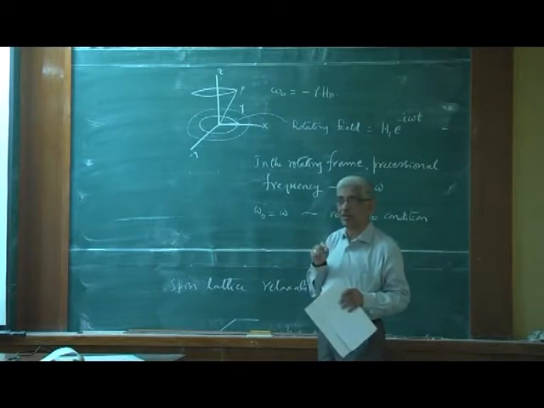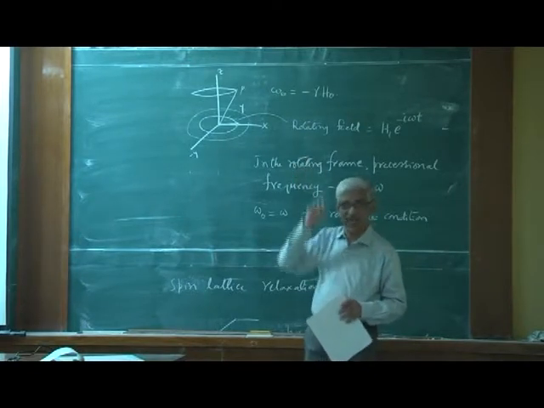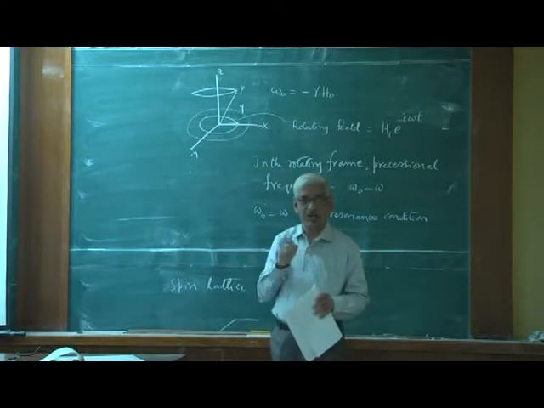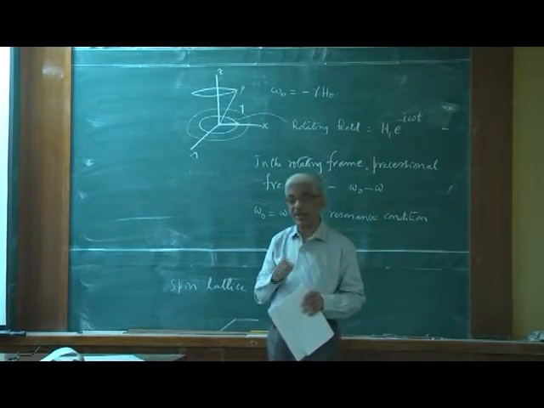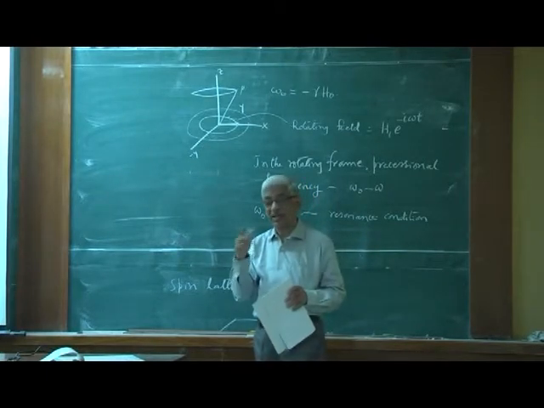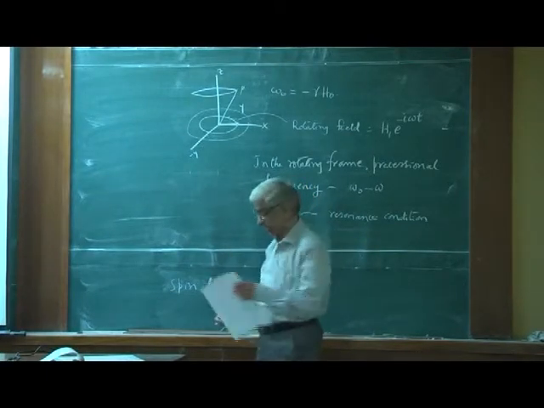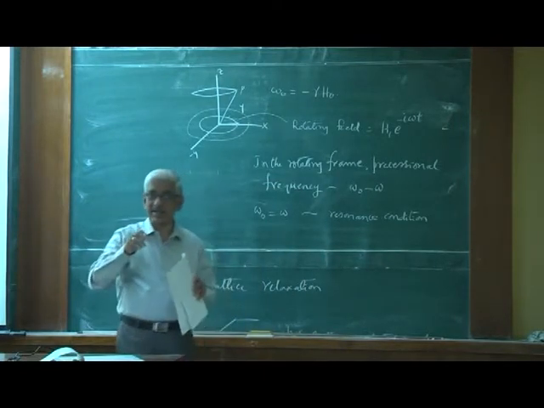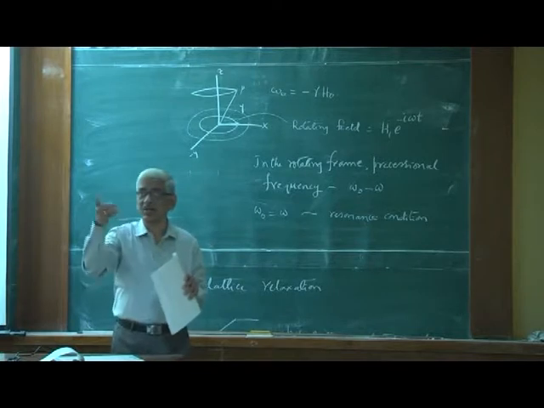Okay, so what should happen? It cannot remain on the Z axis anymore along that original direction. So it has to tilt. The net magnetization tilts. That is absorption of energy, when there is a deviation.